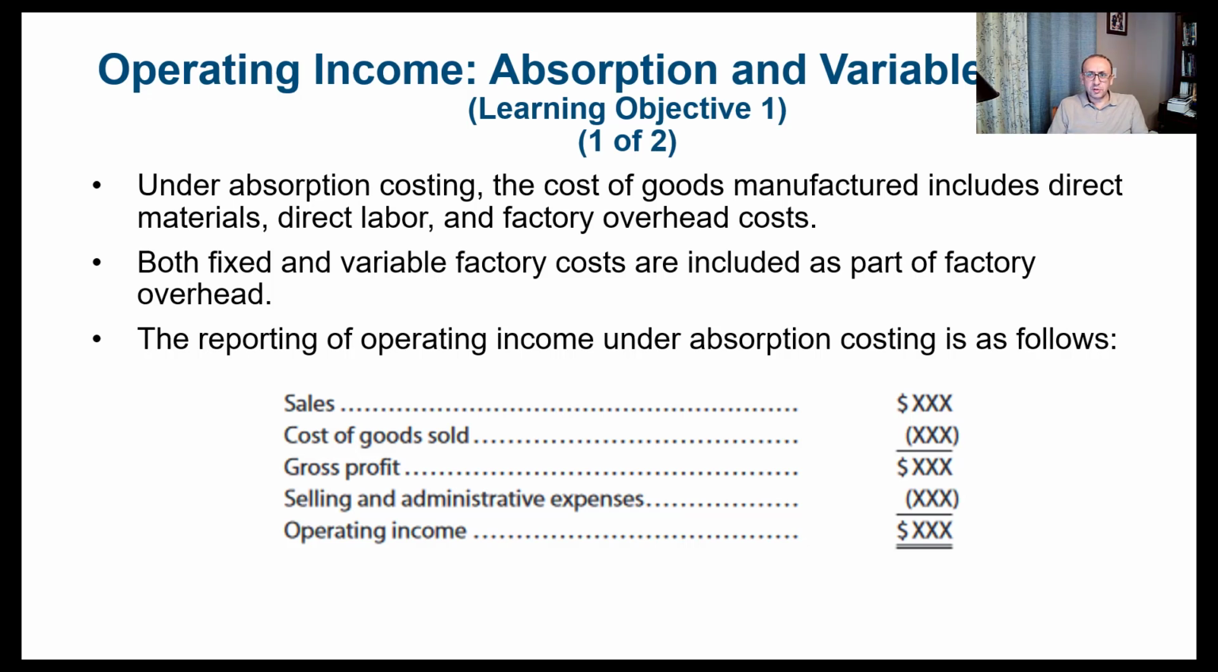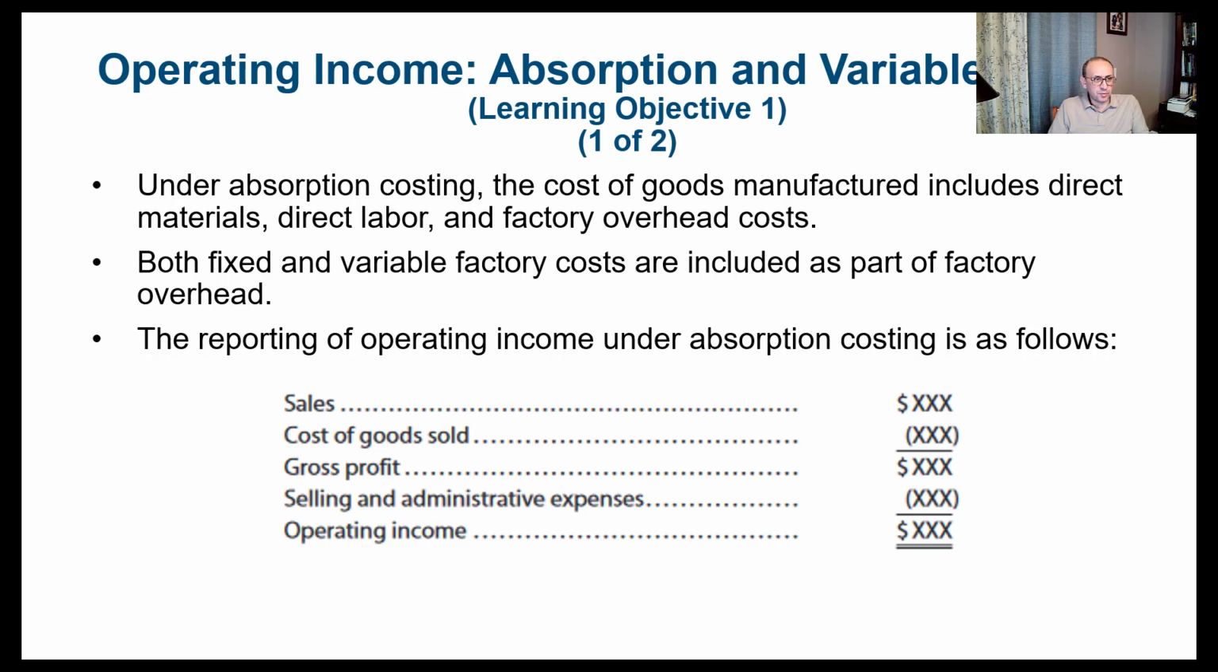So under absorption costing, the cost of goods manufactured includes direct material, direct labor, and factory overhead. Remember, these are the three main components when we are calculating the cost of goods manufactured. Both fixed and variable factory overhead are included as part of the factory overhead. Direct material and direct labor are technically variable costs, but factory overhead is a combination of fixed and variable factory costs.